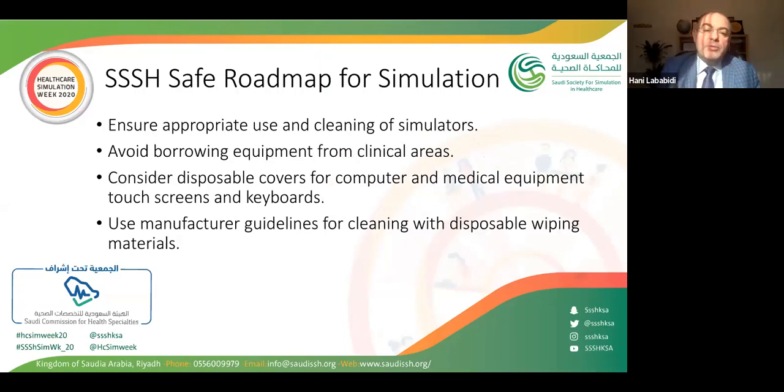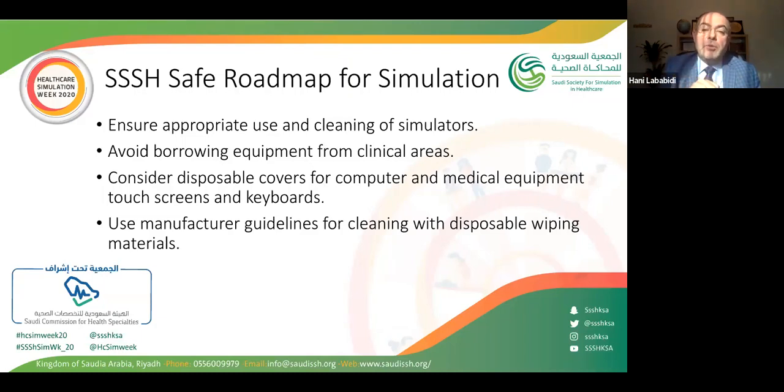So simulators, we need to clean them, and simulators are not difficult to clean, but they have special specifications on how to clean and with what material. You have different simulators, you have different cleaning. Those with electronics, make sure that you don't get water and soap on them. Otherwise, electrocution can happen and they can malfunction. What we recommend is the manufacturer guidelines for cleaning, with disposable wiping material that you can use for this.